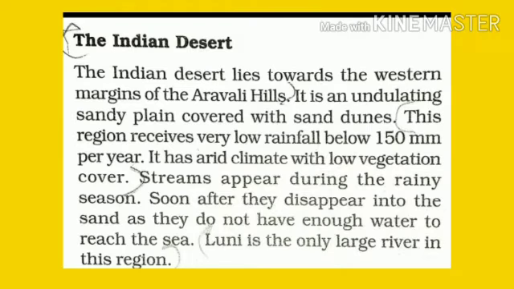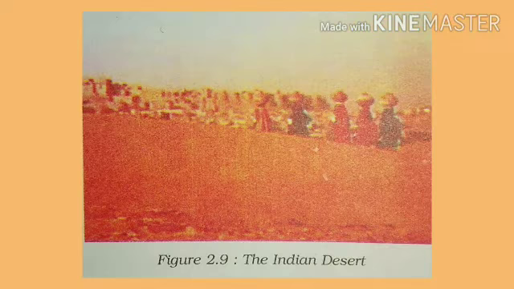The Indian Desert. The Indian Desert lies towards the western margins of the Aravalli Hills. This region receives very low rainfall, below 150 mm per year. It has an arid climate with low vegetation cover. Luni is the only large river in this region. This is the picture of the Indian desert.